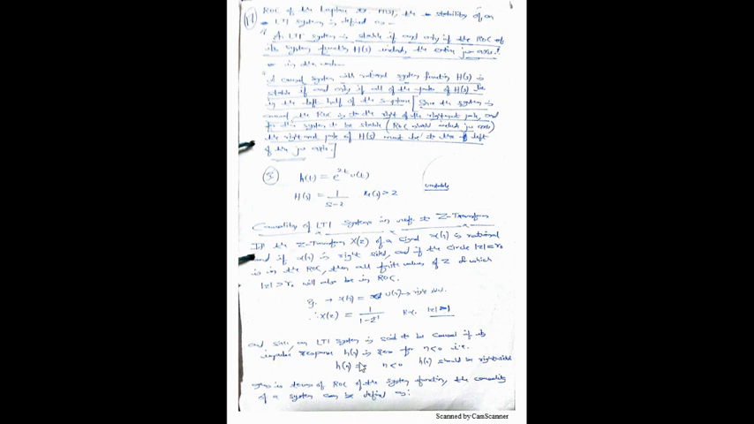The third condition was very simple: all the poles of the system function should lie in the left half of the S plane. Similarly, the three conditions for the Z transform: causality, the ROC should be the exterior of a circle outside the outermost pole. Stability, the ROC should include the unit circle. And the third condition, causality and stability, all the poles of the system function H(z) should lie inside the unit circle.